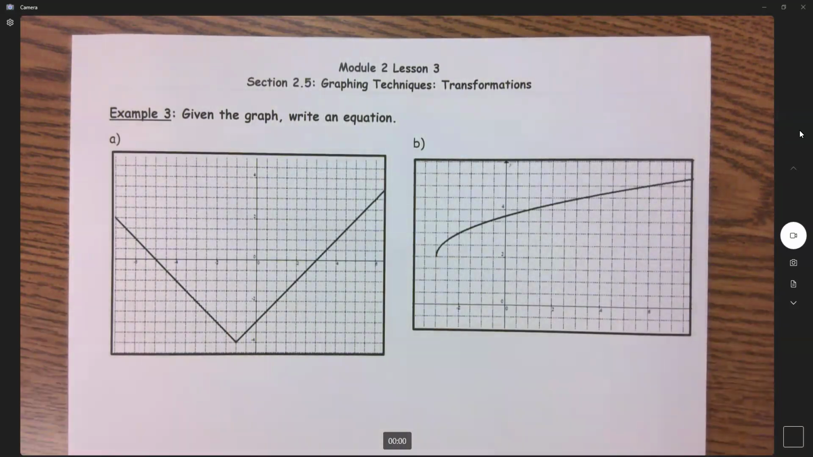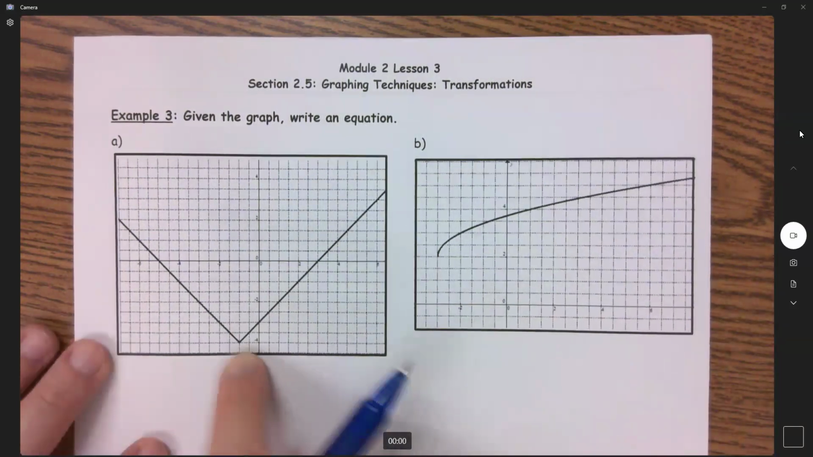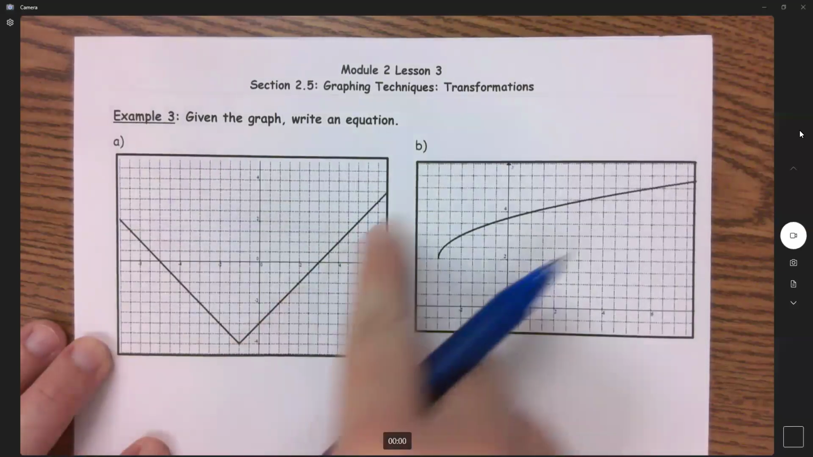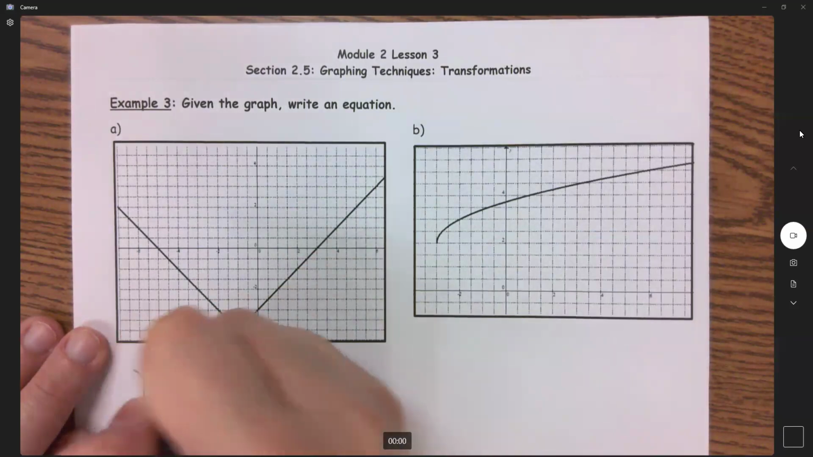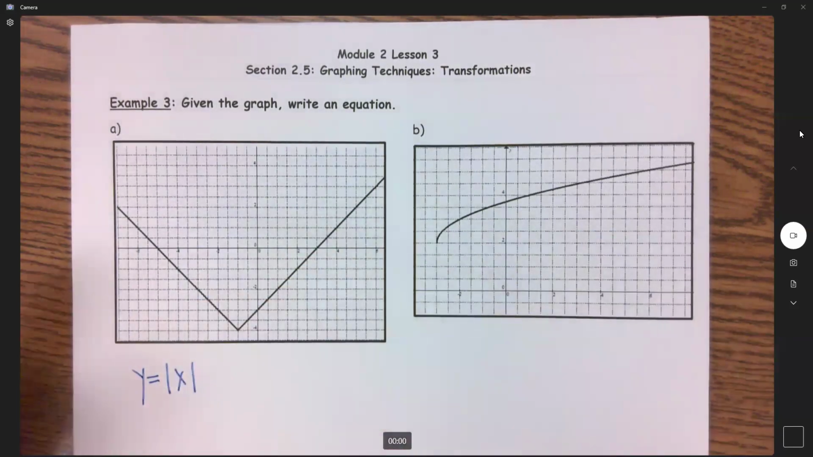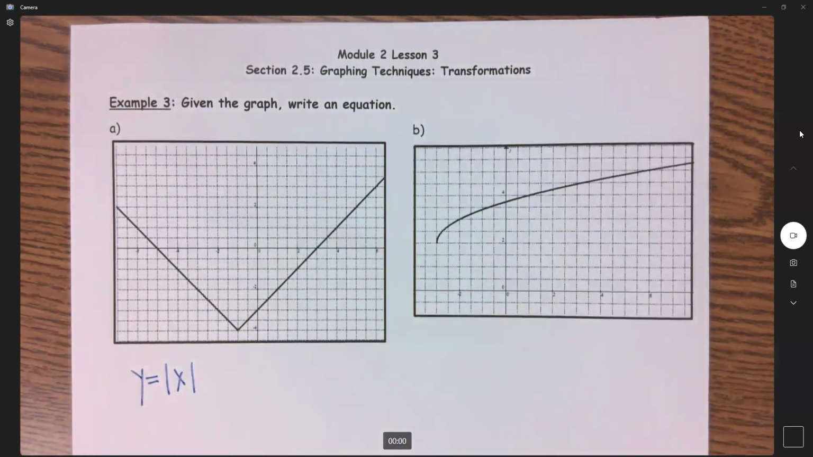What is the basic function if it's not shifted up, down, left, or right, reflected, or stretched or compressed? So in part A, when I have this V right here, that is your absolute value. So this is y equals the absolute value of x.